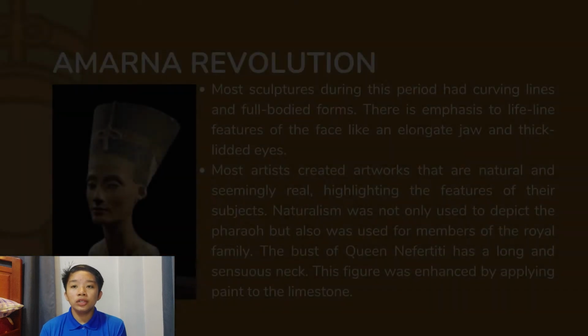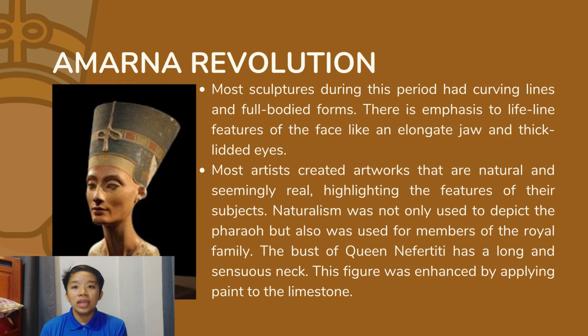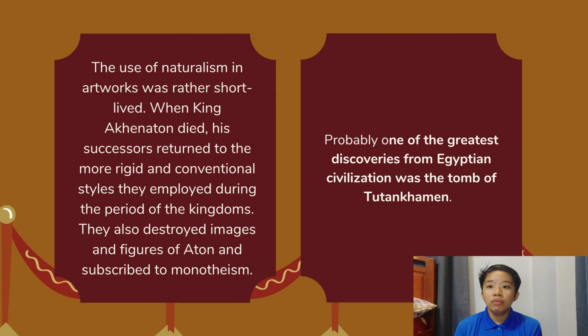So most sculptures during this period had curving lines and full-bodied forms. So there is an emphasis on lifelike features of the face, like an elongated jaw and thick-lidded eyes. And most artists in this period created artworks that are natural and seemingly real, highlighting the features of their subjects. Naturalism was not only used to depict the pharaoh, but also was used for members of the royal family, just like Queen Nefertiti's bust. So the use of naturalism in artworks was rather short-lived.